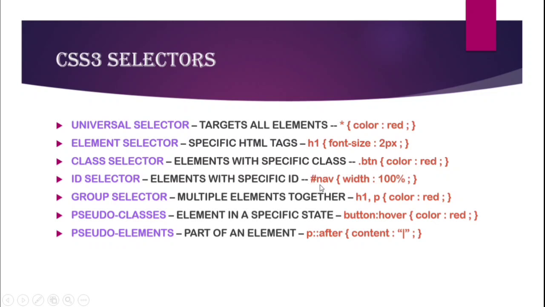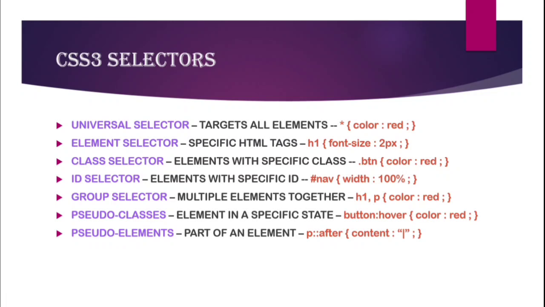The same code. Then we can go to the group selector. When you want to select more than one element, like multiple elements together, then use the group selector. Here this is the syntax: h1 comma p. I want to select both the h1 heading element as well as the paragraph element. For both of them I want to change the color to red. So this is how we write the code.